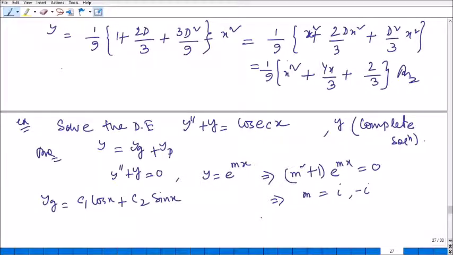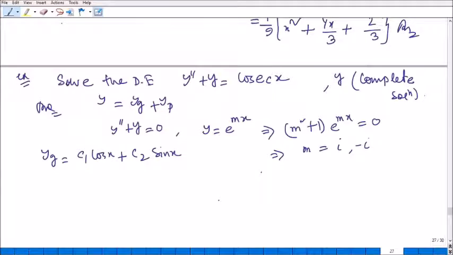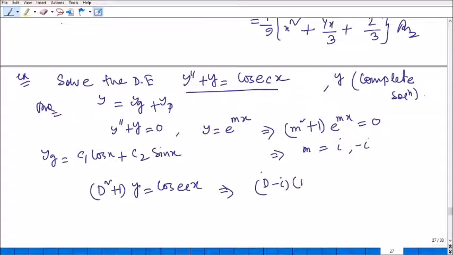So this problem is solved by the variation of parameter using that formula. So here y1 is cos x and y2 is sin x, which are the two independent solutions of this differential equation. Now writing this differential equation in operator form, we can write it as D square plus 1 operating on y equal to cosec x. So this can be written as D minus i into D plus i operating on y equal to cosec x.